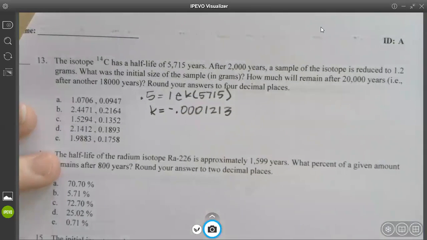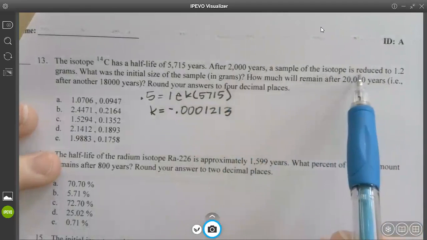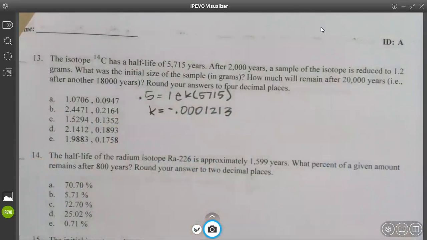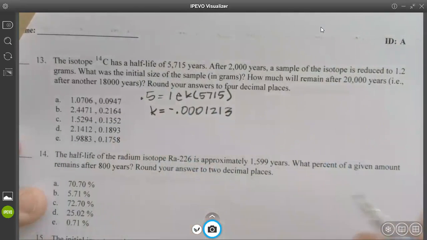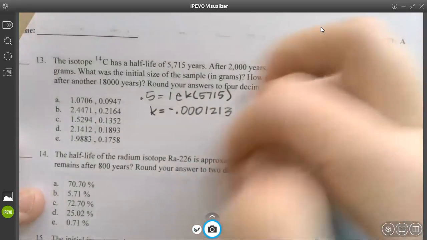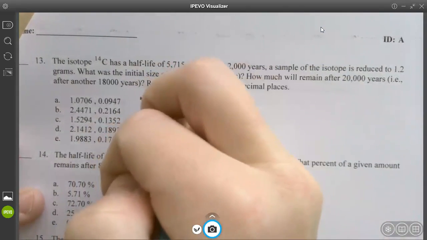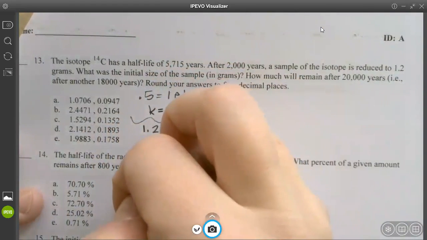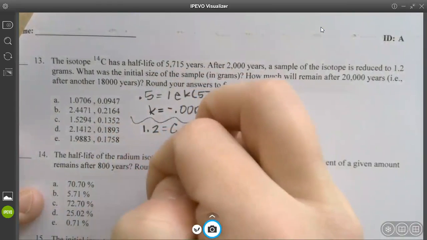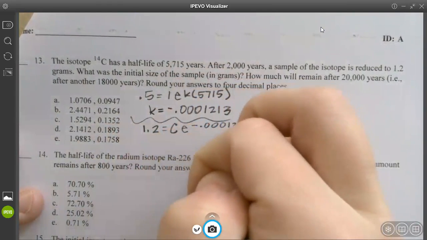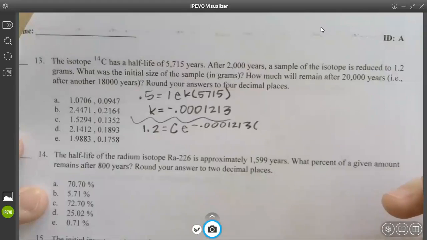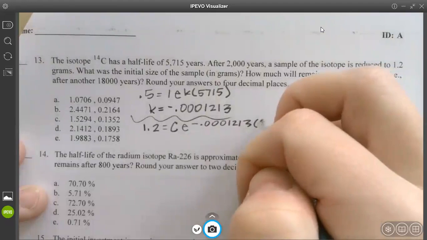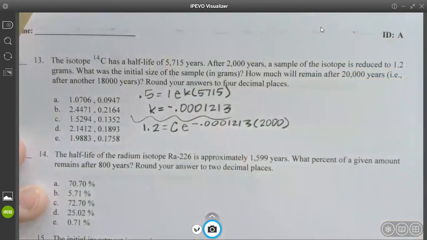All right. So then it says, after 2,000 years, the sample of the isotope is reduced to 1.2 grams. What was the initial size of the sample? So we'll start with that. What was it in the end? 1.2. We want the initial, so we're looking for C. E, we already found that K was negative 0.0001213. And how long did it take it to reduce to 1.2? And how would I solve this?